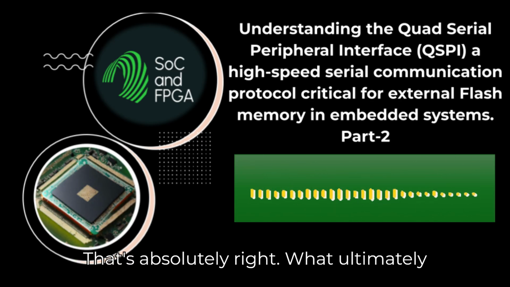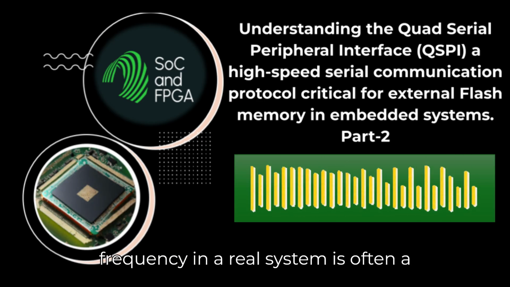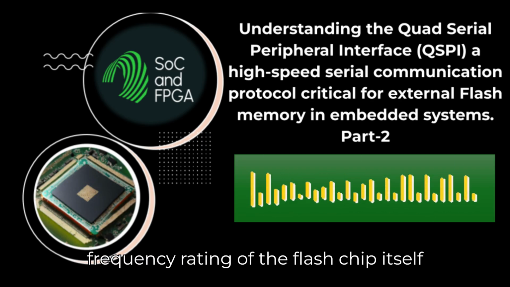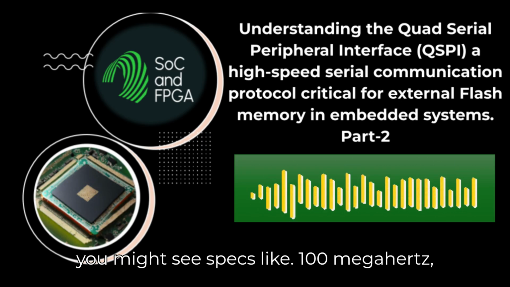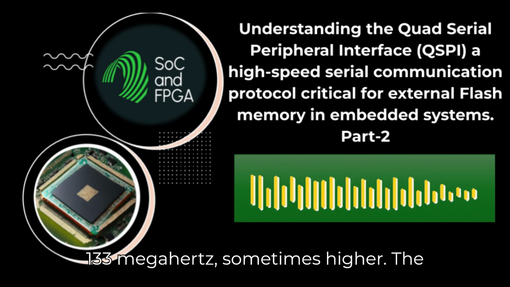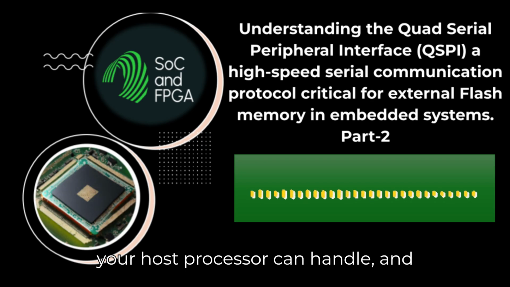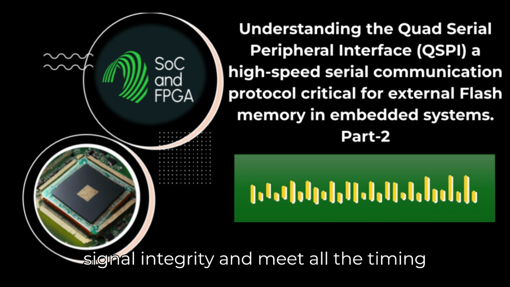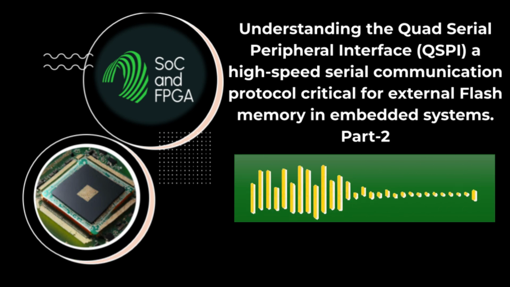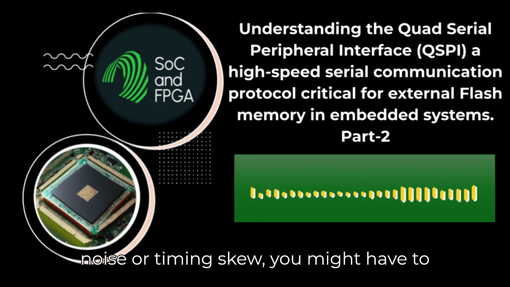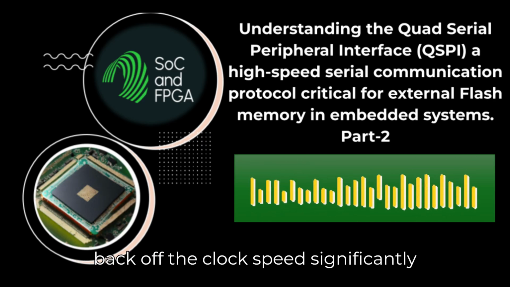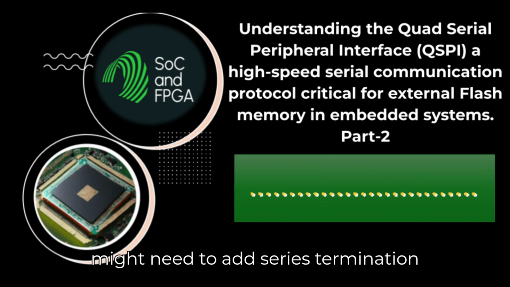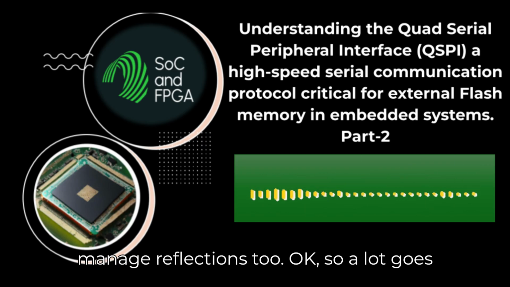That's absolutely right. What ultimately limits the maximum reliable operating frequency in a real system is often a combination of factors. The maximum frequency rating of the flash chip itself, you might see specs like 100 megahertz, 133 megahertz, sometimes higher. The maximum frequency the QSPI controller in your host processor can handle, and crucially, your ability to maintain good signal integrity and meet all the timing requirements on your specific PCB layout. If your board design introduces too much noise or timing skew, you might have to back off the clock speed significantly from the theoretical maximum just to get reliable communication. Sometimes you might need to add series termination resistors near the signal drivers to help manage reflections too.